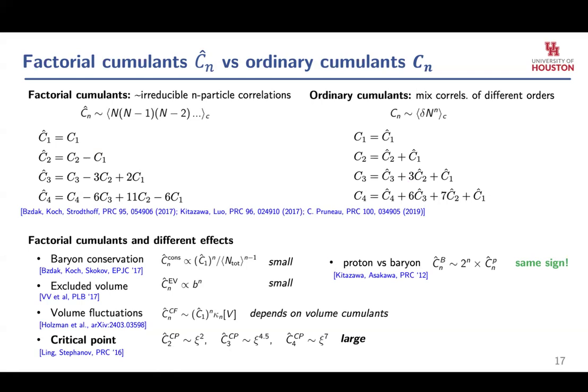Factorial cumulants have the advantage that they subtract low-order correlations when you go to the next order. So for example, C2 hat, second order, subtracts the self-correlation, C1. So you probe two-particle correlations only and not self-correlations. And then when you go to third order, you subtract both the self-correlation and also the two-particle correlations, which you already determined before. If one looks at various physical effects, there are some estimations indicating that non-critical effects like baryon conservation and excluded volume are small contributions in high-order factorial cumulants. On the other hand, the critical point leads to singular behavior, which is as singular as in ordinary cumulants, because the singular behavior is always in the leading order multi-particle correlation.